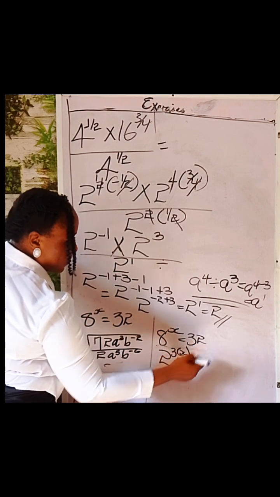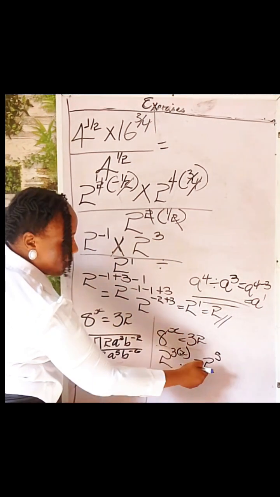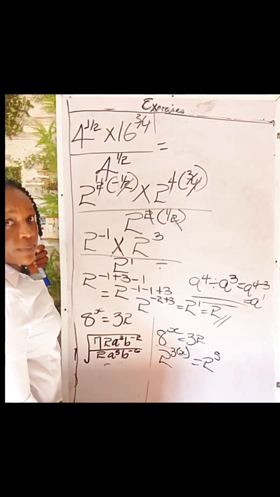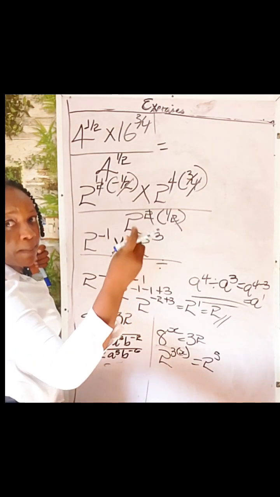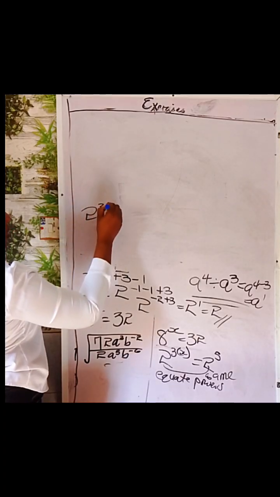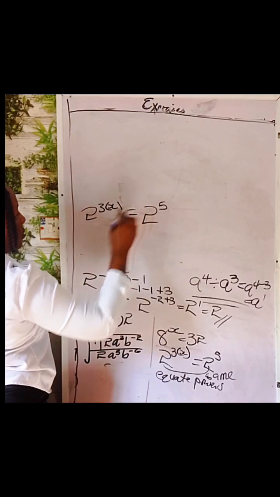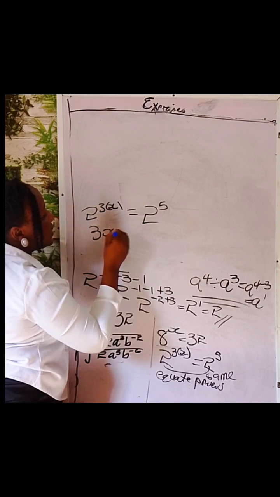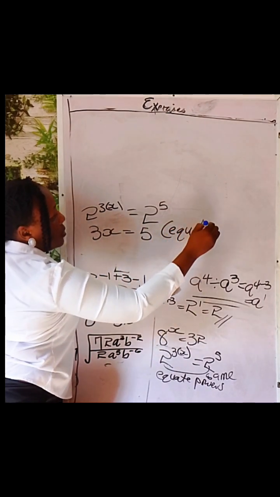Well, look at this one. 32 is 2 raised to the power how many? 5 times. So now, when the bases are the same, be careful. When the bases are the same, you equate the powers. What we have here, since we have 2 to the power 3x equals 2 to the power 5, we will not ignore this. We'll do 3x equals 5. That's what we mean by equating powers.